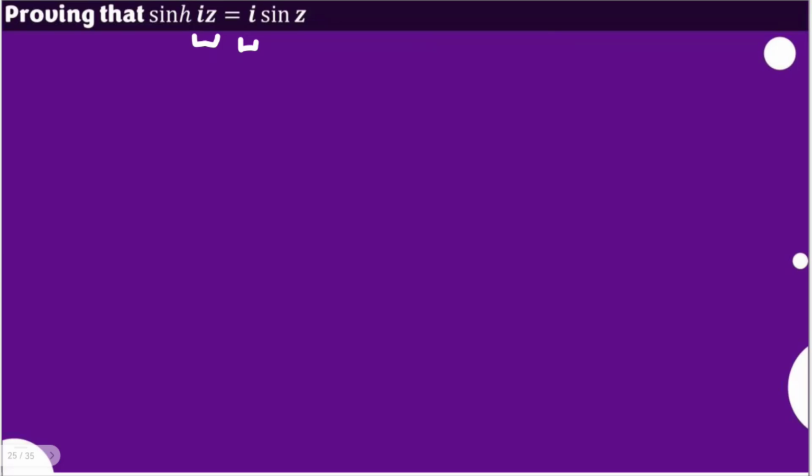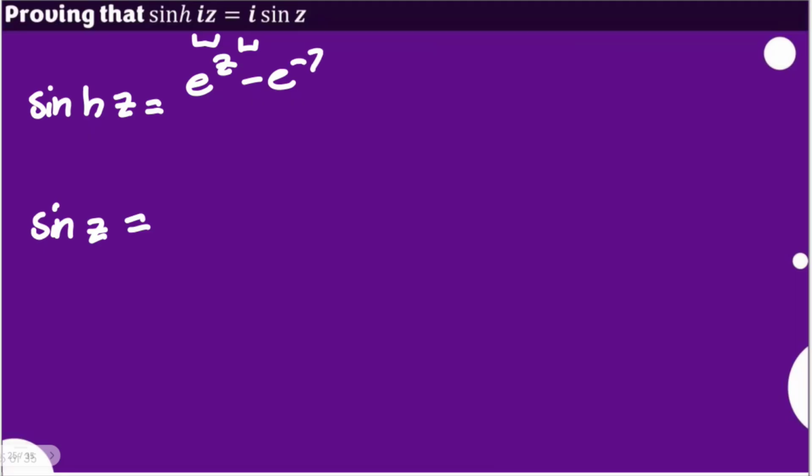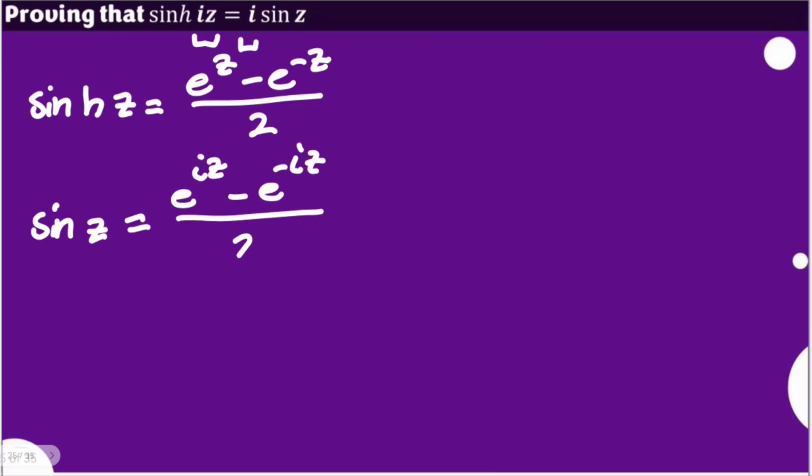First, let's provide the equivalent form for the hyperbolic function of sine z, and we have our sine z as well, for us to be guided with our process. The hyperbolic function for sine z is identified as e to the power of z minus e to the power of negative z, over 2. Okay, that's for the hyperbolic function. But for the trigonometric function sine z, it's actually e to the power of iz minus e to the power of negative iz, over 2i.